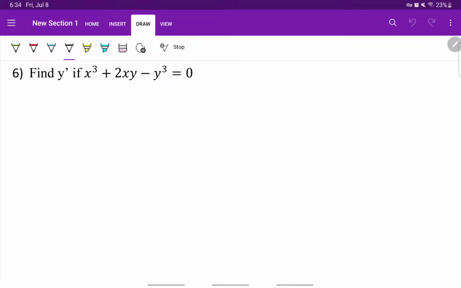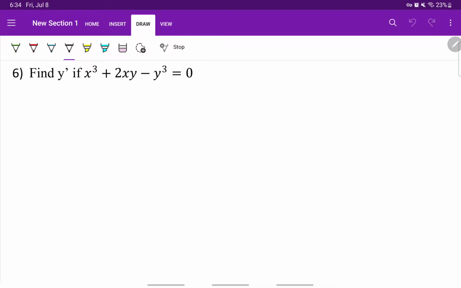All right, guys. Number 6 says to find y prime if x cubed plus 2xy minus y cubed is equal to 0. So remember, because we're trying to find y prime, anytime we take the derivative of a y term, you must multiply that derivative with a y prime.